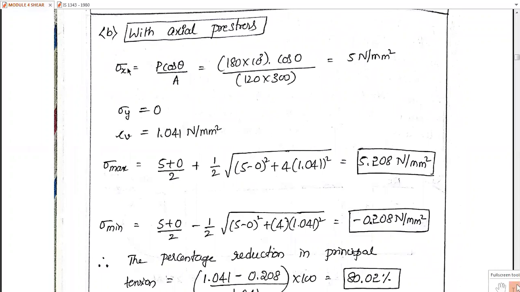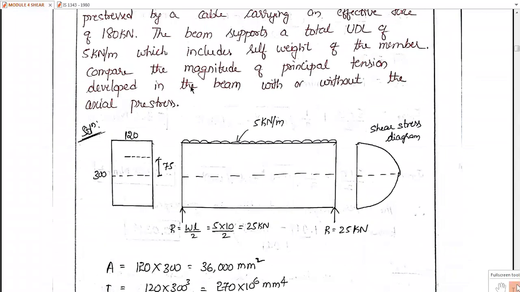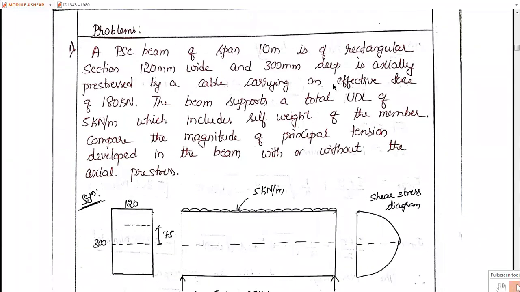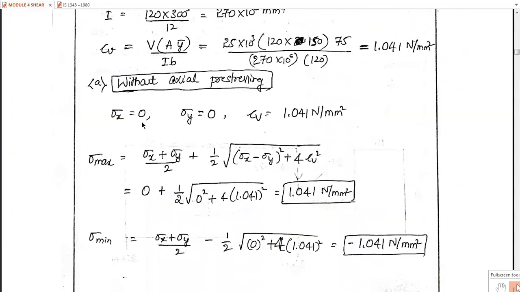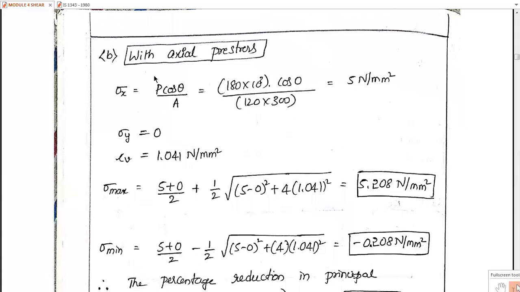axial pre-stress. Sigma x is equal to, now we need to calculate the sigma x here. Sigma x is the stress. Sigma x means it is the stress value. We have observed pre-stressing force in the cable. In the data, he has given the pre-stressing force. Cable carrying an effective force of 180 kN. We can't substitute the force here, but we need to substitute the stress at this value.